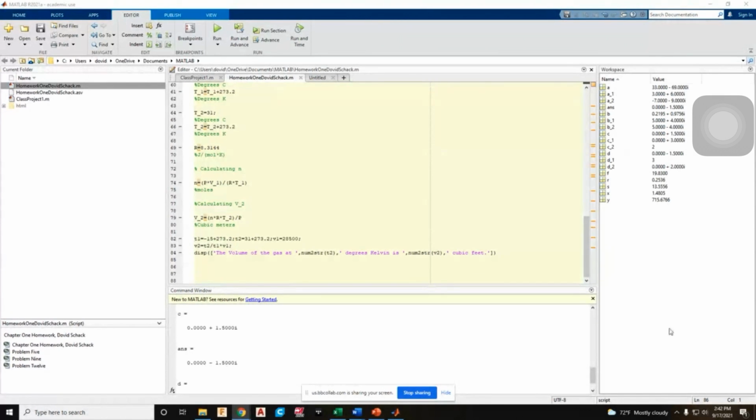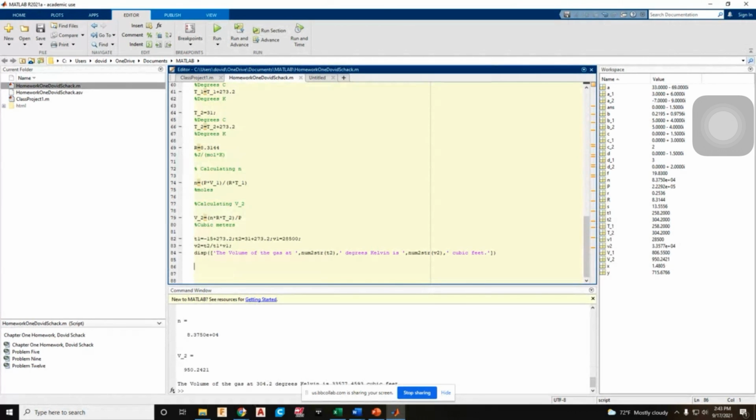T2 is the temperature, right? That's the T2, the temperature at which the volume is not known, right? We know at T1 what happens to V1, but at T2 we don't know what happens to V2. So, you run it, and then what do you get? I suppose you get the same number, right?